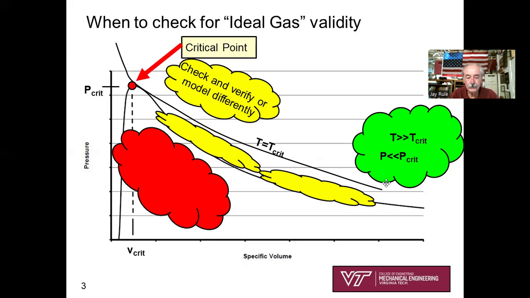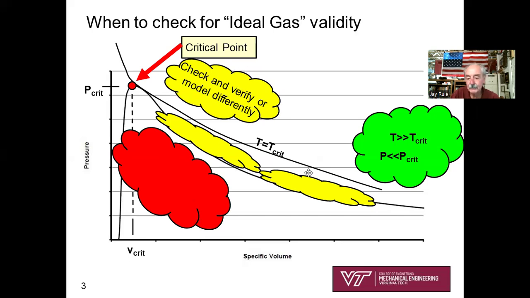Now in the red, if you're under the dome, or even to the left of the dome, you're not even a gas in the first place, are you? This would be a saturated mixture, so you're not going to be able to use the ideal gas equation of state in this region anyway. And over here, your substance is a liquid, so absolutely no ideal gas relationship there.